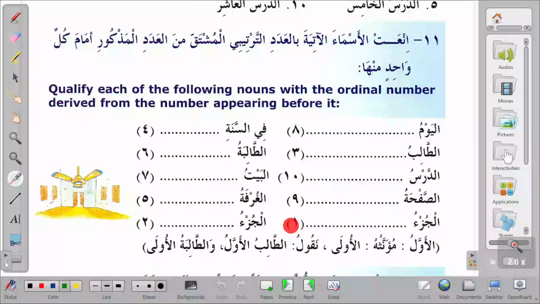So al-juz al-awwal. Then here fi sanati, in a year. There is 4 here, so they want to say in the fourth year. في السنة الرابعة. Then here there's 6, so they want you to say the sixth female student. الطالبة السادسة. Now we have here the seventh house. How do you say it? البيت السابع. Now we have here the fifth room. This is 5, and then there's room here, so they want you to say fifth room. So you say al-ghurfatul khamisatu. Then we have here the juz 2. So you say al-juz ath-thani.